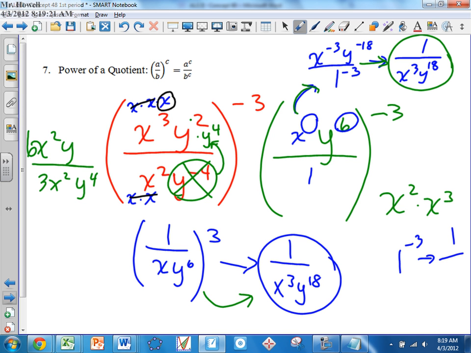1 over 1 to the 3, right? I rewrite it as a positive exponent in the denominator. What's 1 to the 3rd, though? 1. And what's 1 over 1? 1. Whenever 1 is raised to any power, what's the answer going to be? 1. Okay? Again, whenever 1 is raised to any power, you're going to get 1 as an answer.